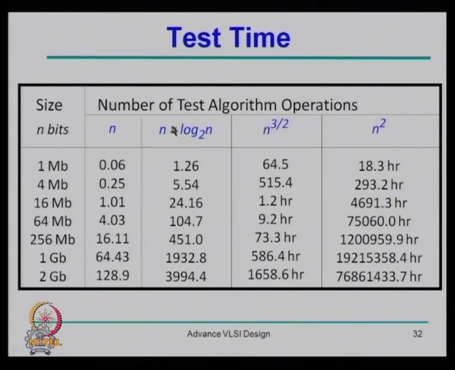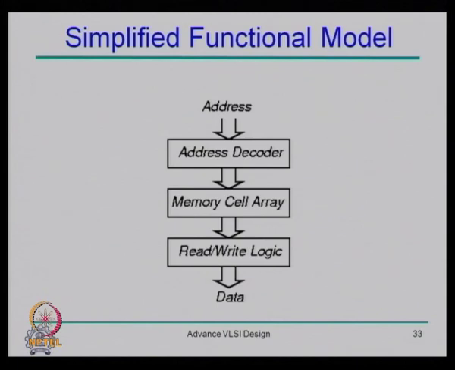If the complexity grows to n log n or n raised to the power 3 by 2 or n square, that means you do n square operations with every cell, in that case it may go to several hours, and that is impractical. So, that means you have to devise a mechanism to test memory which has complexity as n. So, that means you can have a fixed number of operations with each and every memory cell.